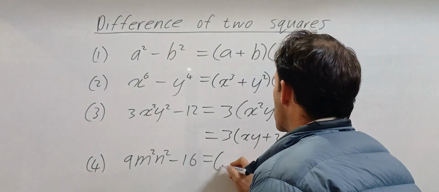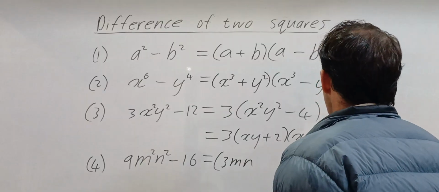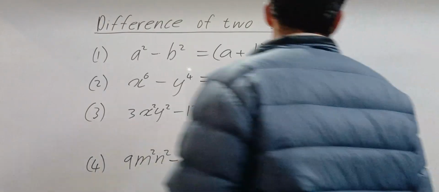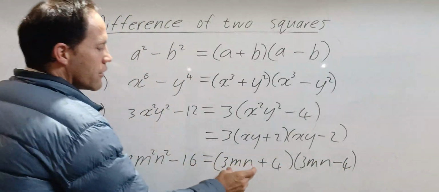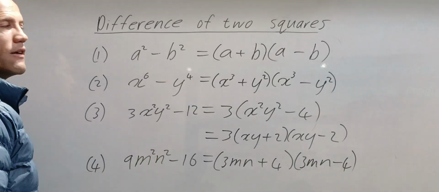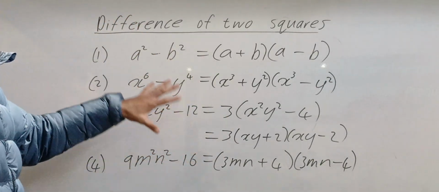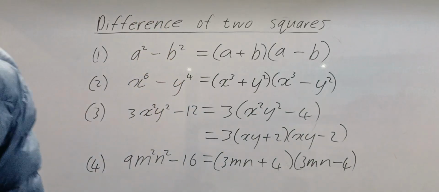So we're going to say it's going to be 3mn plus 4 and 3mn minus 4. And then you can check. Plus 4 times minus 4 is negative 16. 3mn times 3mn is 9m squared n squared. So this is just a few examples, but I would say they're important examples of how you use the difference of two squares.